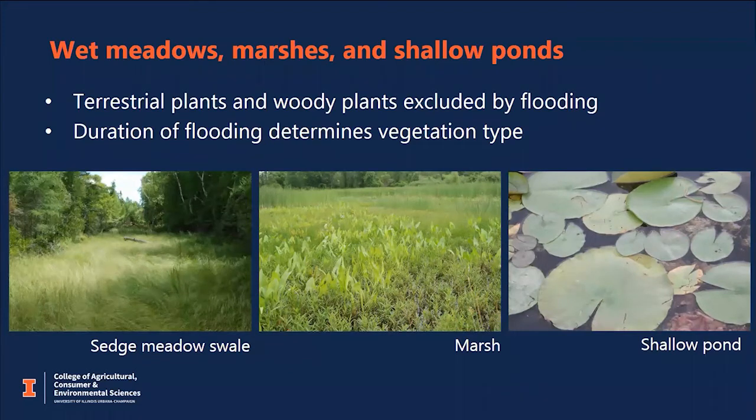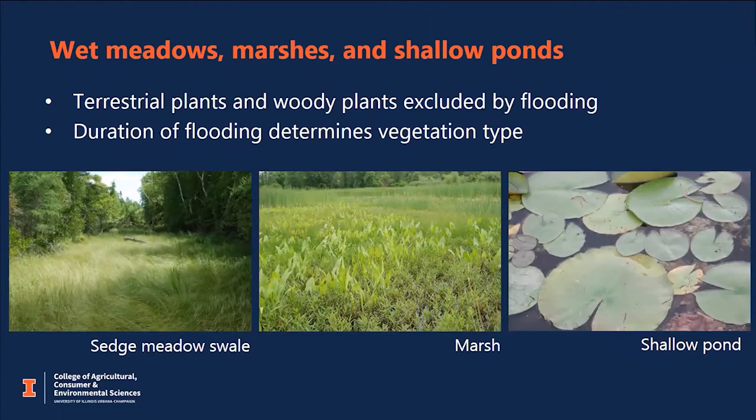As flooding duration increases to a longer duration, that sedge meadow or wet meadow vegetation often gives way to marsh vegetation. Marshes, like in the middle photo here, are dominated by what we call emergent plant species. These are plant species that are often found growing in shallow water, but the leaves emerge up out of the water. So species like cattails, bulrushes, and arrowhead, shown closer to the foreground in this picture, are typical marsh species.